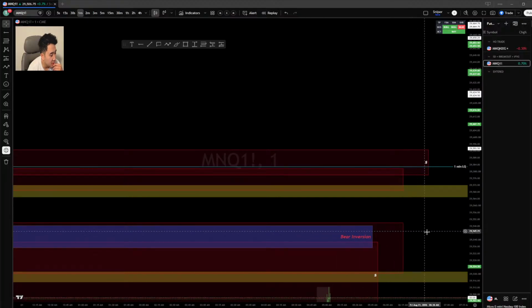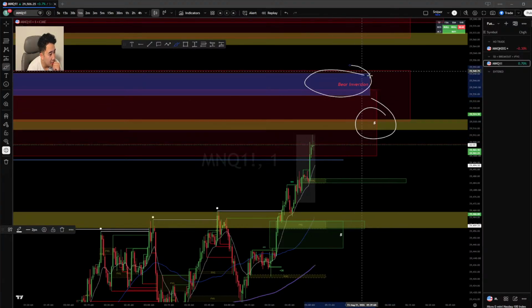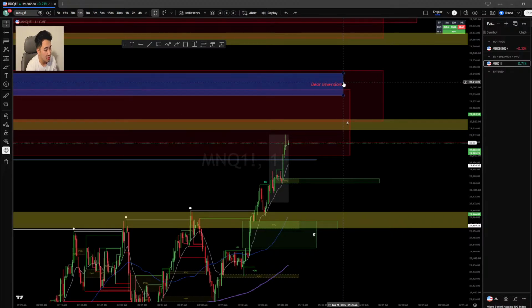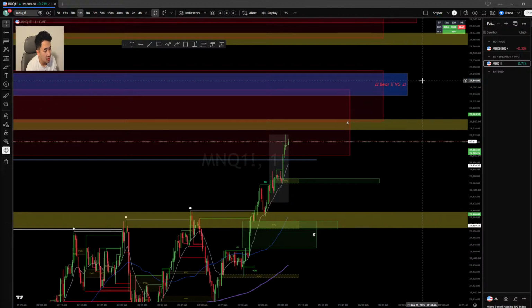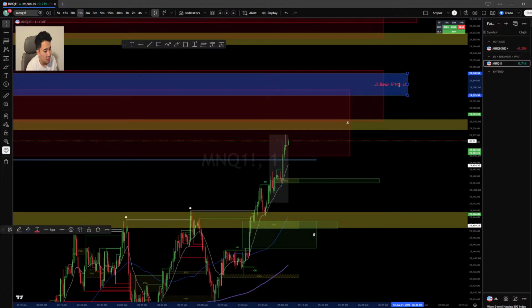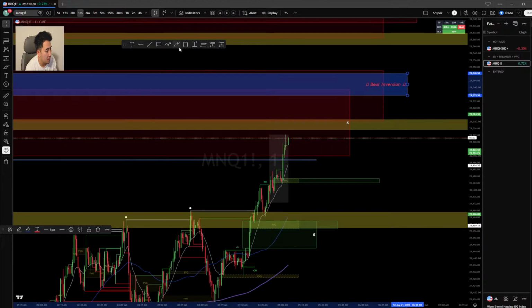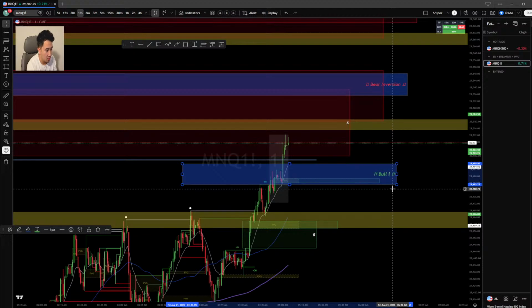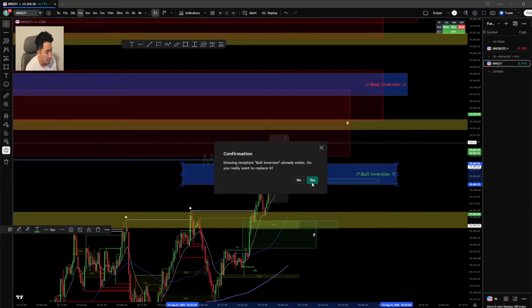Yeah, up top we have a bunch of bearish structures here that we're trading into. 5-minute gap, bearish inversion, 1-minute gap, or a couple bearish gaps up here. I like this better. Bearish inversion. Let's do the same for the bullish one. Inversion. All right.